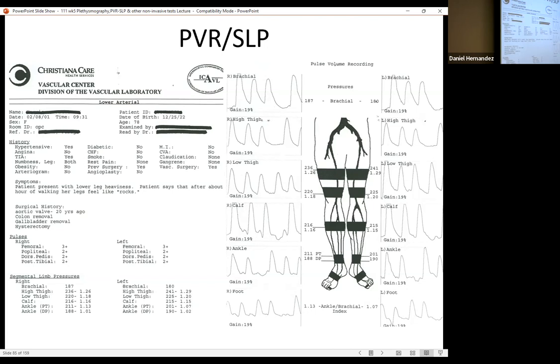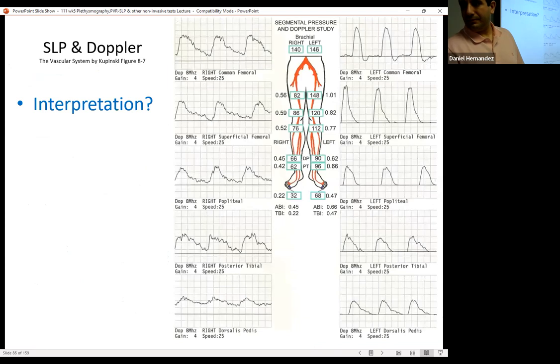Then you can look at your high thigh pressures to see if they're both greater than 1.2, so that's normal. So no evidence of iliac or aortic disease, everything looks similar. Brachial pressures are okay, there's no significant difference in those two. So that could be an incidental finding.